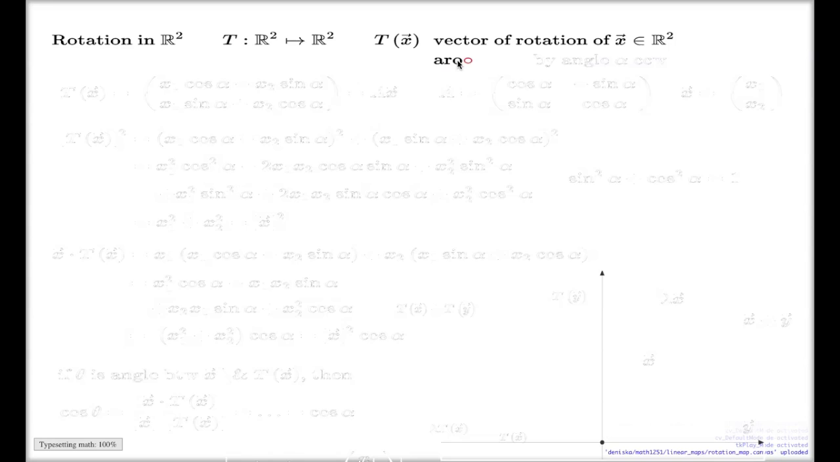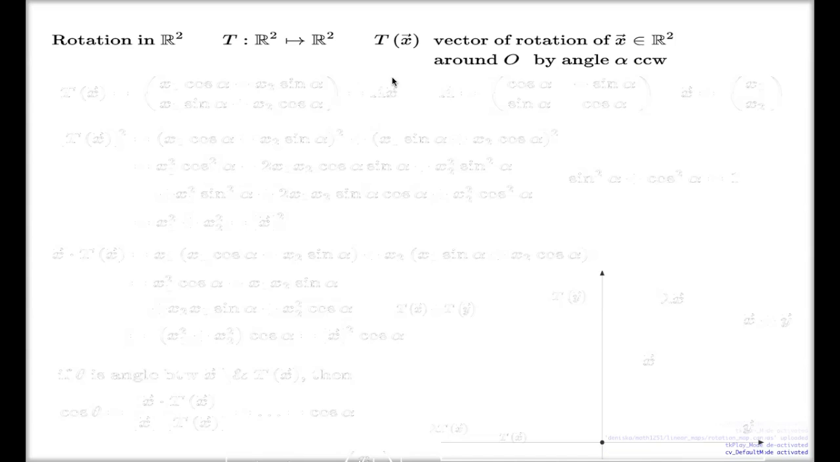My slide is called rotation in R2, so rotation on the plane. So here's a map which I'm going to discuss here. It's a map which takes elements of R2 in R2, and it does it like so. It's a map which, I mean the T of x, it's a vector of rotation of the vector x around the origin by a fixed angle alpha counterclockwise.